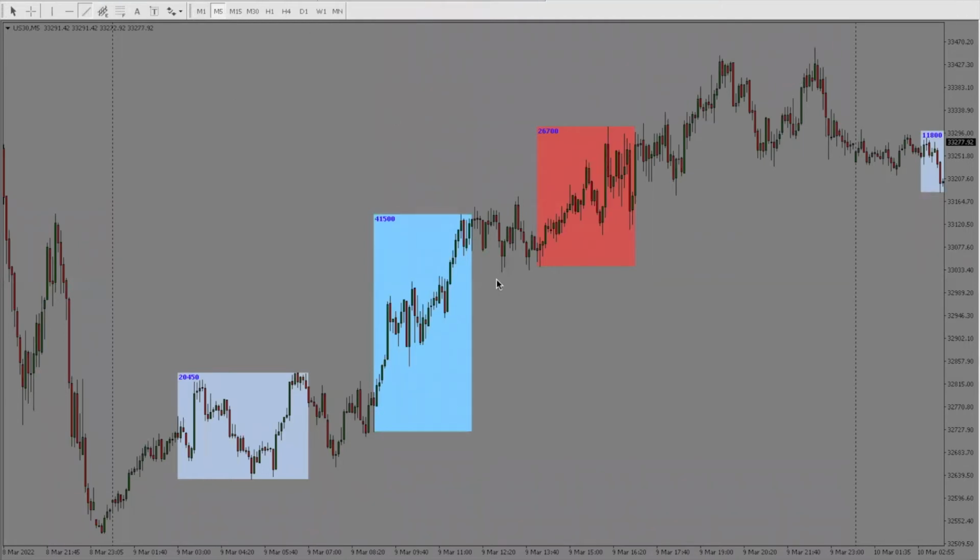So we have a good consolidation for Asia, and then London trades higher. A New York reversal would send us lower. New York continuation would send us higher. So I want to talk about the top of that session.